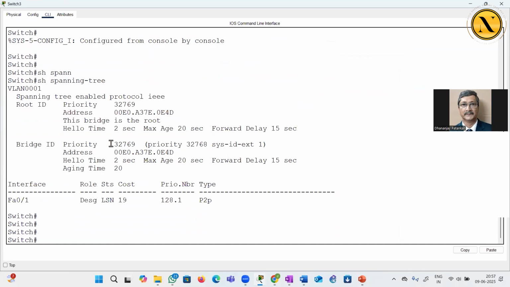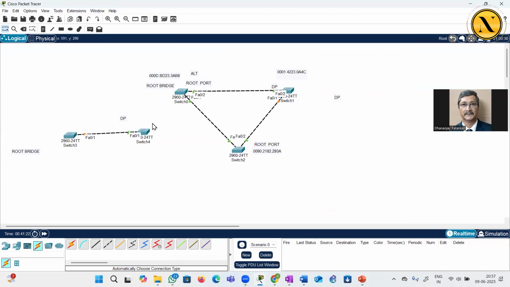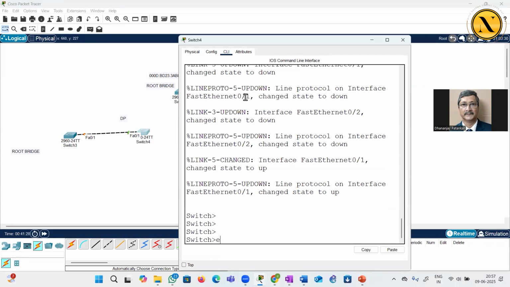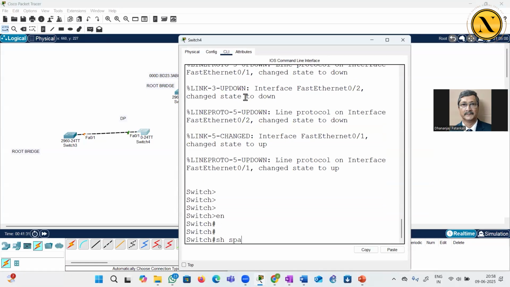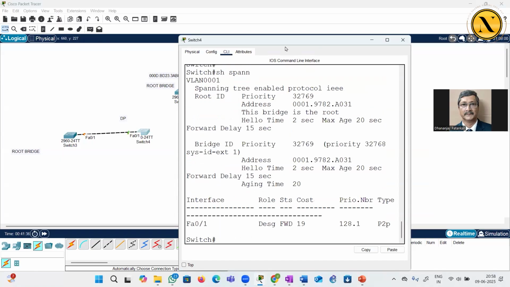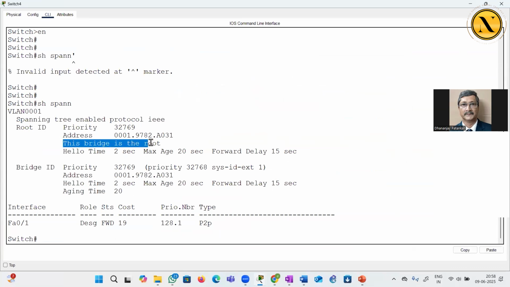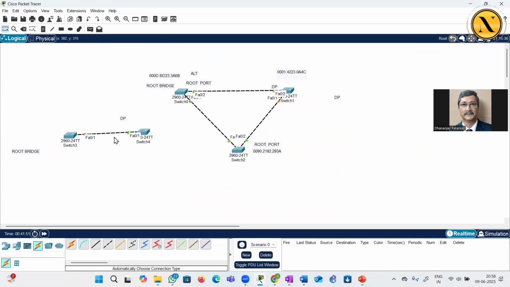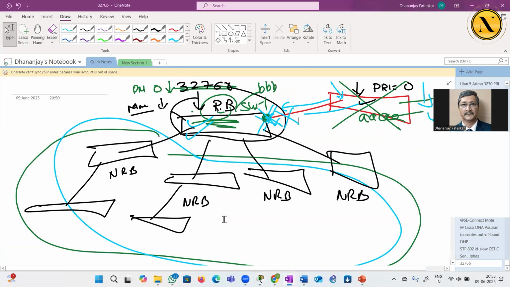Look, I am the root bridge. Okay. What about this? Show spanning tree. This guy also says I'm the boss, because obviously his MAC address is lower. Anyway, so the concept is now both of them are root bridge, but he is out of the ring. This guy is out of the ring, right? So now what happened?